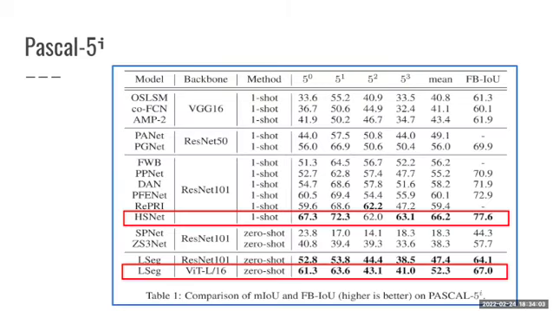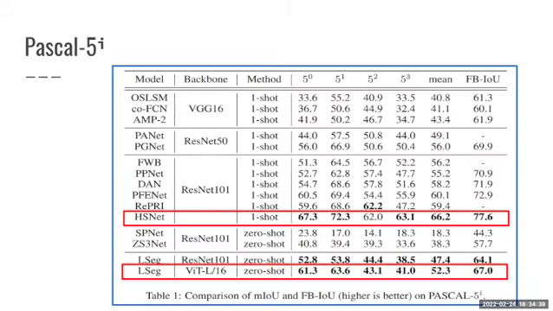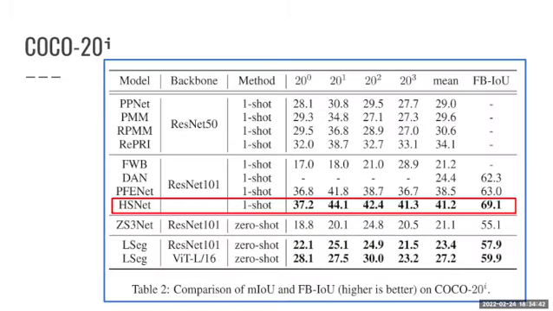The accuracy they have got from the ResNet 101 backbone in FB-IoU is 77.6, whereas if you use language segmentation, it is low compared to the ResNet backbone, that is 67.0. For Coco 20, it is relatively high with ViT, Vision Transformer L16, compared to Pascal 5, that is nearly up to 69.1.